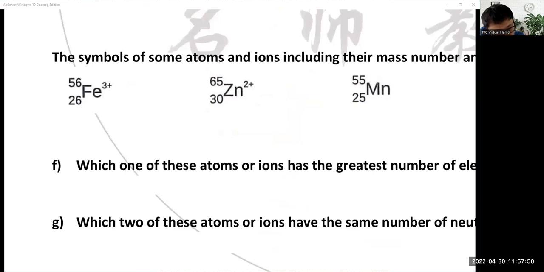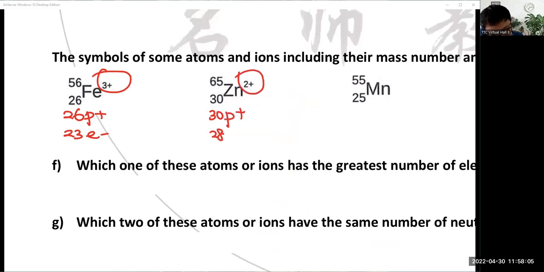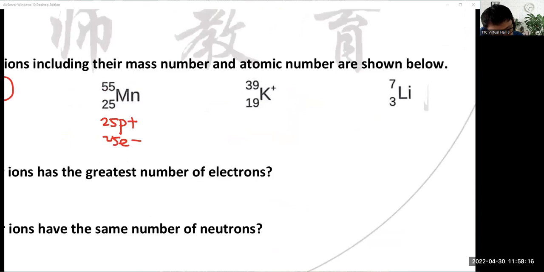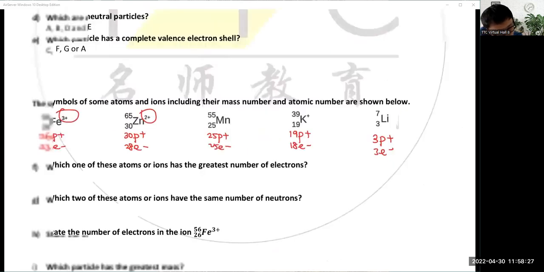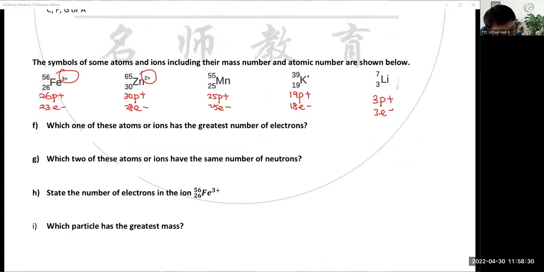This one has 26 protons. Because it's 3 plus, the electrons will be 3 fewer, so this is the electron number. This one has 30 protons, 3 plus also, so the electrons will be fewer by one. Because 30 plus and 28 minus, the charge will be 2 plus. This is neutral, so 25 protons, 25 electrons also. This is 19 protons, and it's plus, so the electrons are fewer by one. This is 3 protons, 3 electrons because it's neutral. So the one with the greatest number of electrons will be this one.